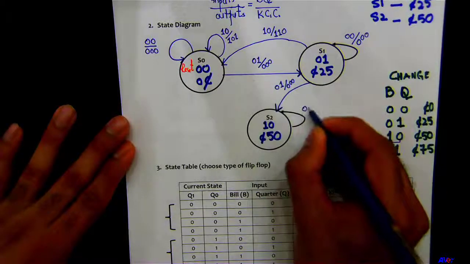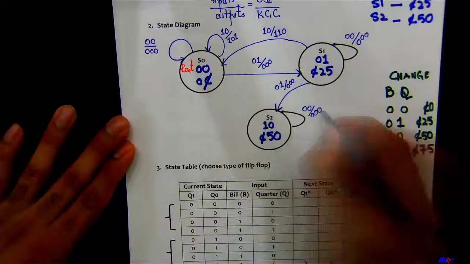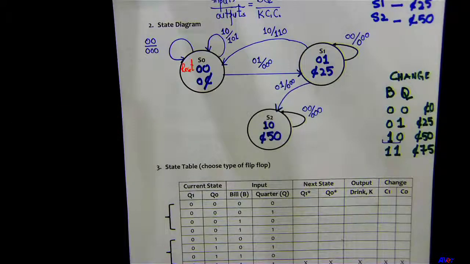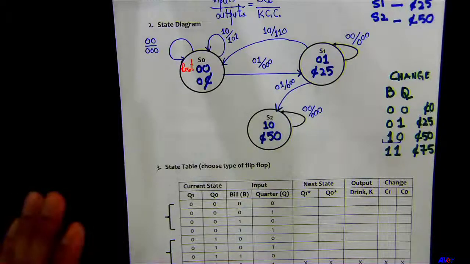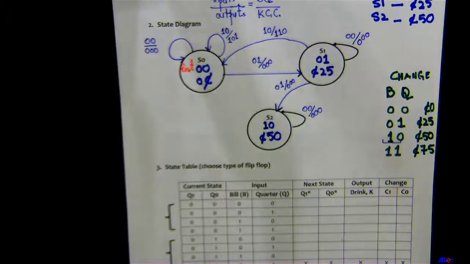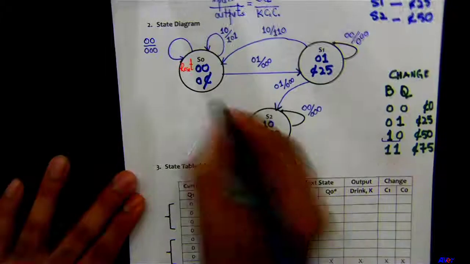50 cents, 0-0, this will be 0-0. Now 50 cents, bill is 0, quarter is 1. So the next state is going to be, you got 50 cents in there. Customer is now entering a quarter. The next state is going to be S0, right? It's going to go to S0.